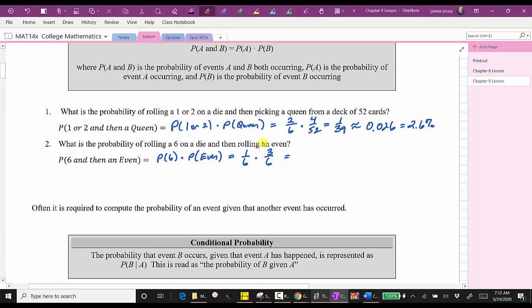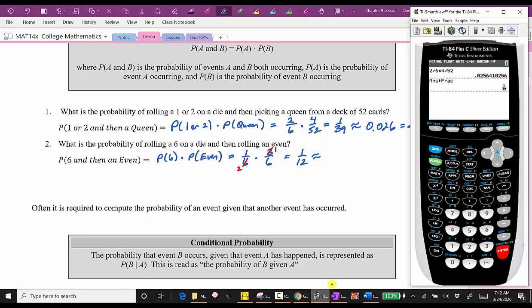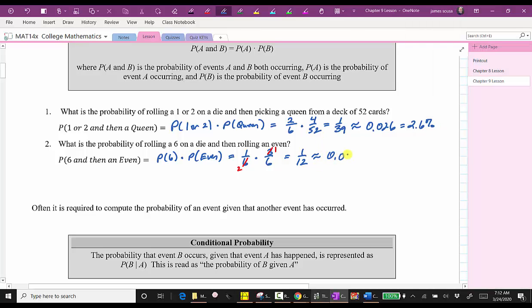Let's go ahead and multiply here by hand. There's 1 times 3 and 3 times 2 is 6, which gives us the probability of 1/12 as a simplified fraction. As a decimal, to 3 decimal places, we have 0.083, which is equal to 8.3%.